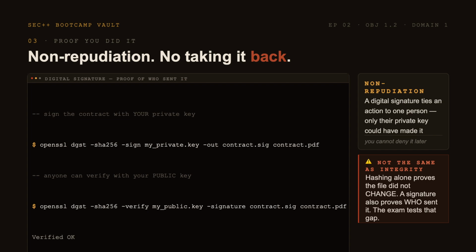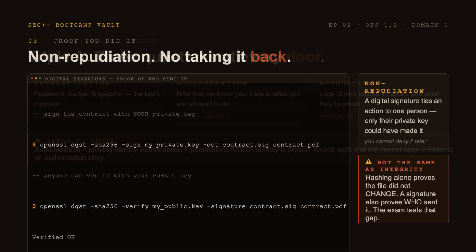Non-repudiation means you cannot deny you did something. The tool for this is the digital signature. Watch the flow. You sign a contract with your private key, which only you hold. Anyone can check the signature using your public key. If it verifies, two things are proven. The file was not changed, and it came from you, because only your key could have made that signature.